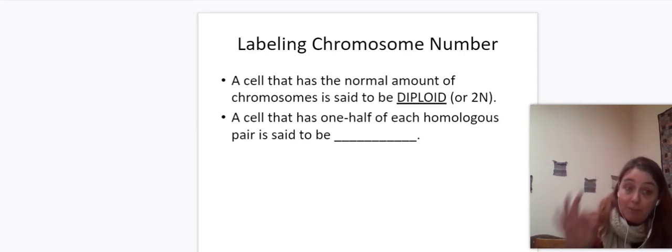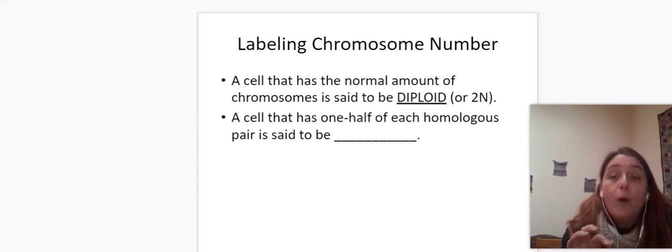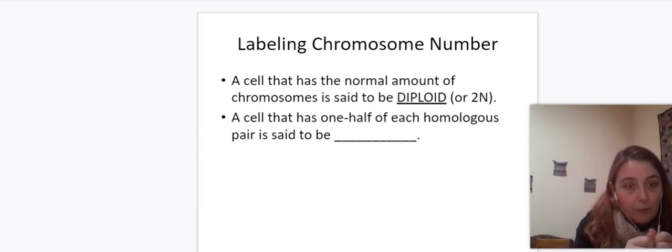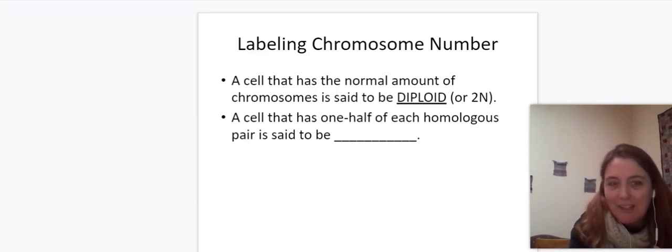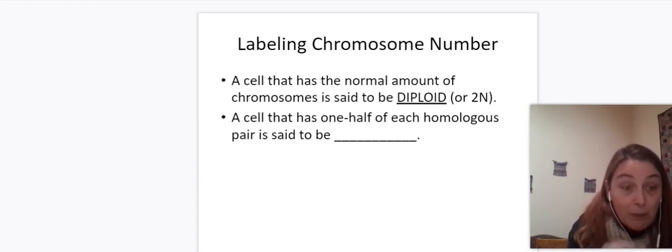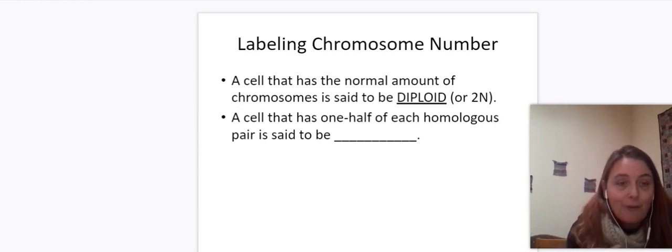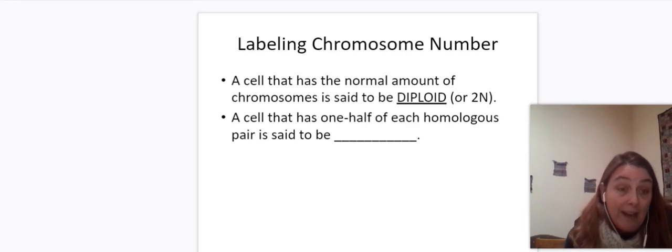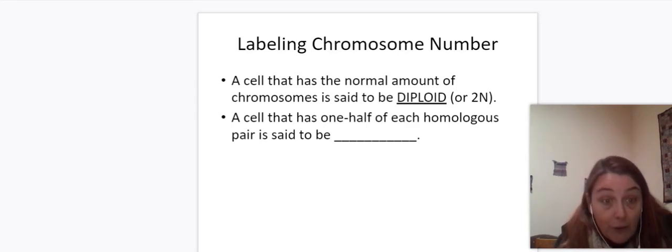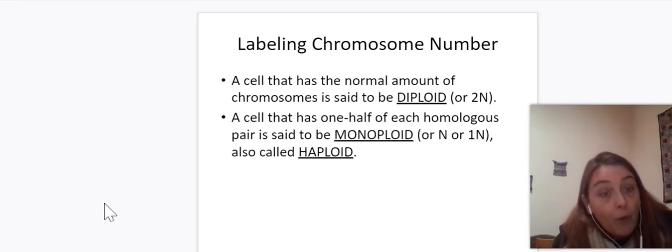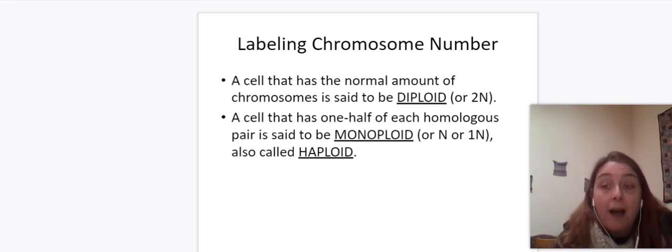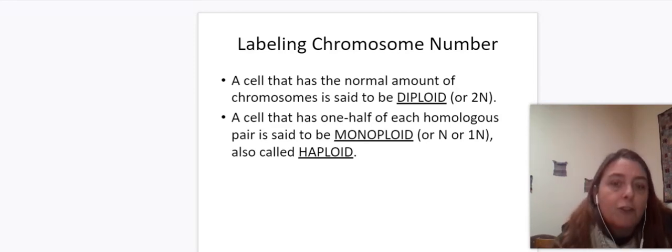Some special cells in our body have 1/2 of that. Of every single one of those pairs, there's only one. It doesn't have the homologous. So in those particular fancy cells, there's only one gene about eye color. It's either green or blue, in my case. Okay, that's it. That's all there is, right? So those special cells only have 1/2 of each pair. There are 23 chromosomes. And because there's only 1/2 of each pair, it is monoploid. The other term for that is haploid.